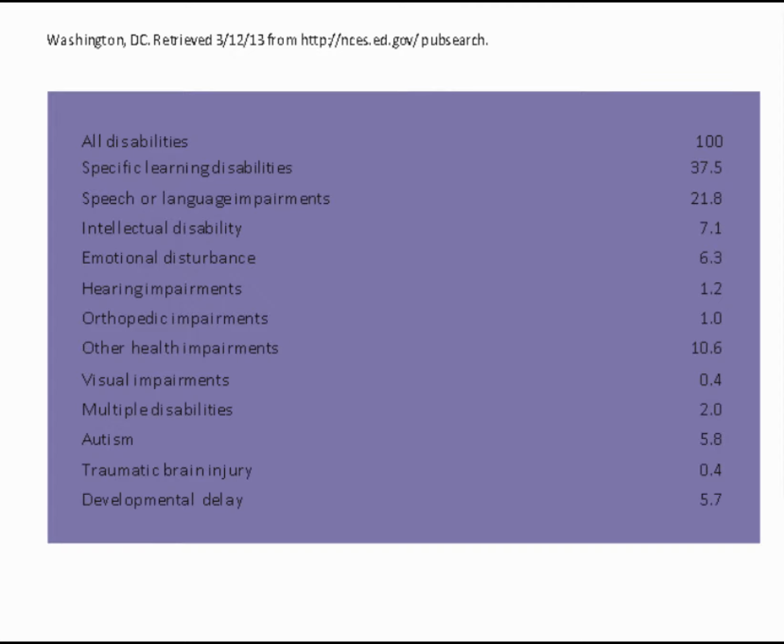This second chart right here is the 2009 to 2010 percentage of children receiving special ed services that goes along with that. So when we look at all the kids that are receiving special ed services, 37.5% of them have a learning disability, 21.8 have speech and language, still the biggest one. Otherwise health impaired is 10.6, which is pretty high because I told you before it's ADHD. Intellectual disabilities, 7.1, emotional disturbance, 6.3, and then autism, 5.8. And then developmentally delayed, 5.7.